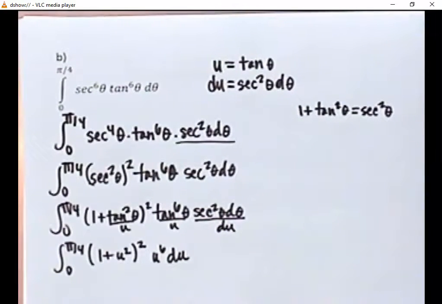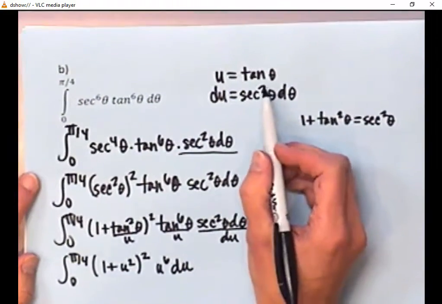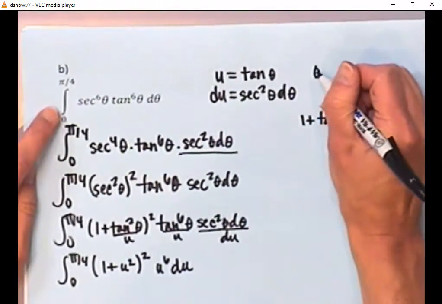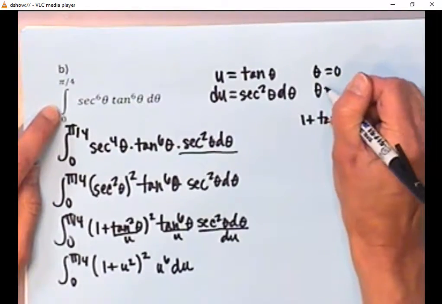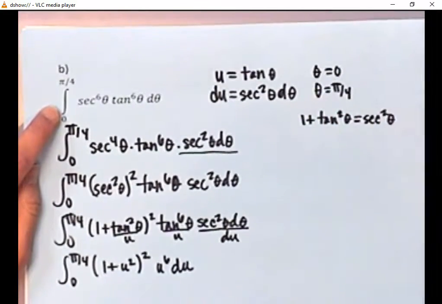The other thing is we could change the limits as well when we do a u substitution here. If you want, we could change the limits here, and then we don't have to go back to theta. Do you want to change limits? Sure. Okay, so let's do that. If our theta is 0 and pi over 4, what would our u values be?